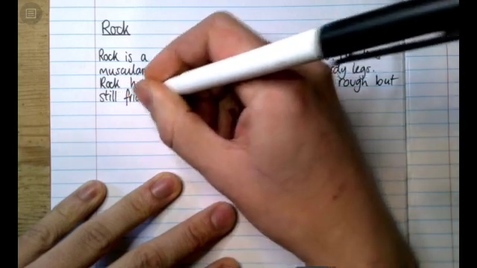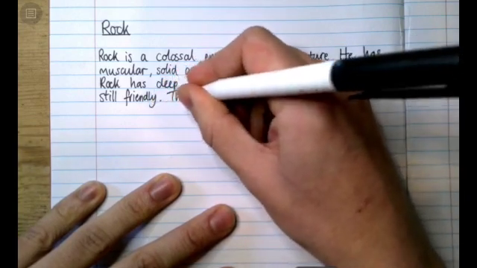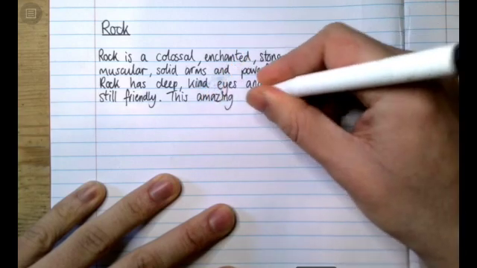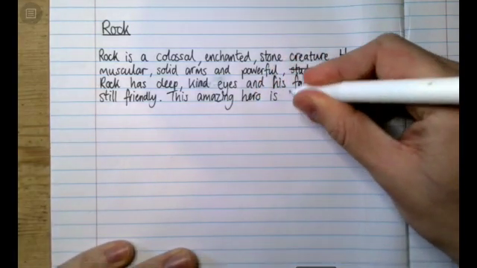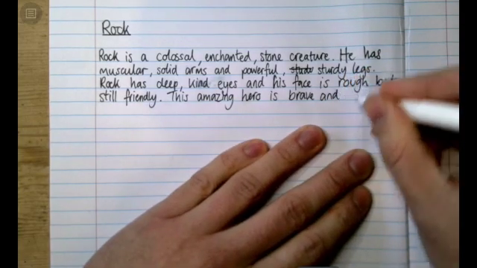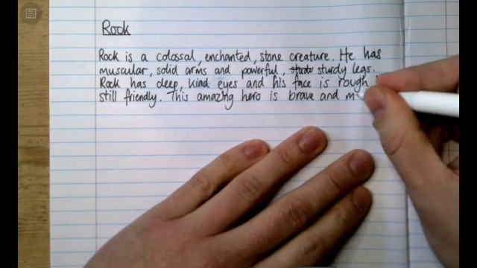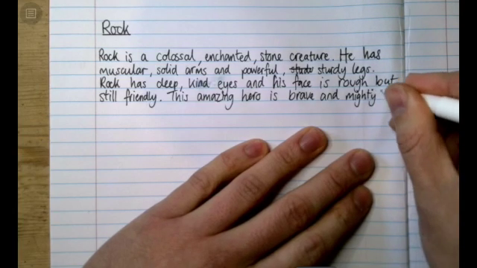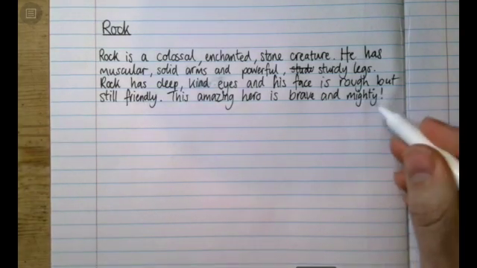Could say warm. It's still warm, still friendly. This amazing hero tells us a bit about his personality, doesn't it? This amazing hero is brave and mighty. I know the word for strong, because I don't want to keep saying strong and powerful. I'm going to say something a bit different. And mighty. I'm going to go for an exclamation mark on the end. And mighty. So that's my description of his appearance.